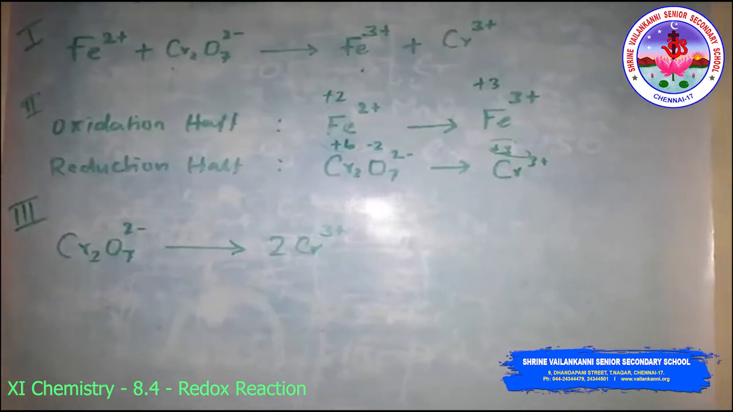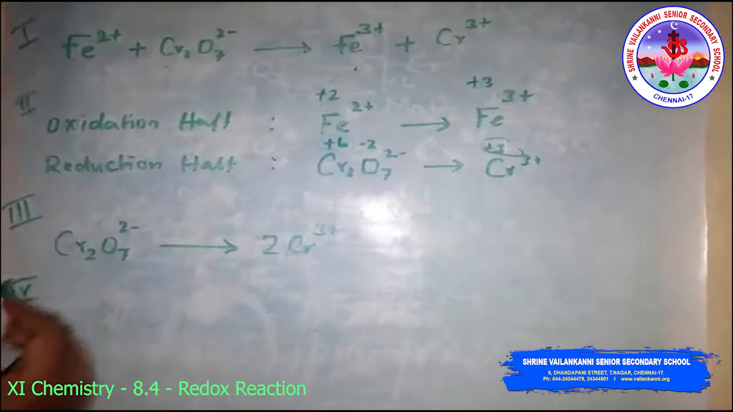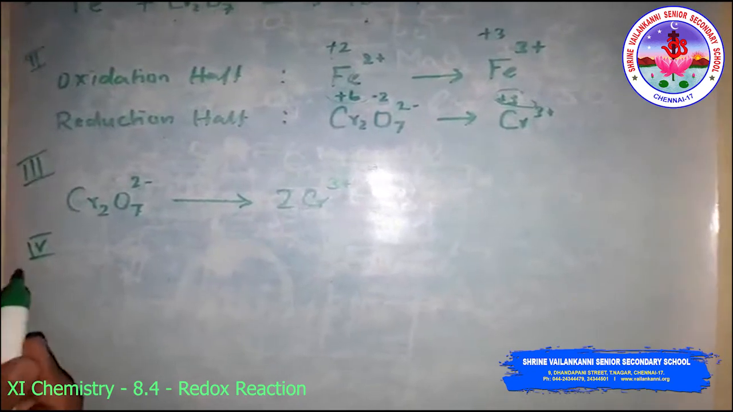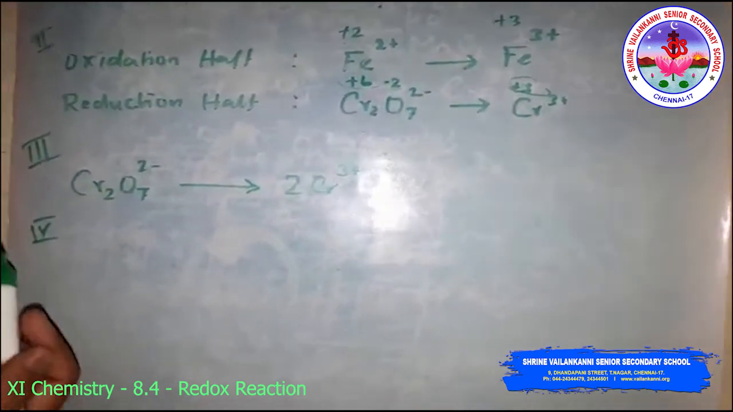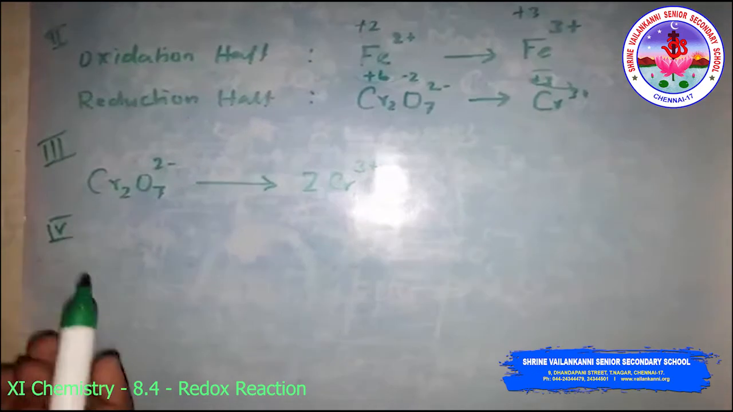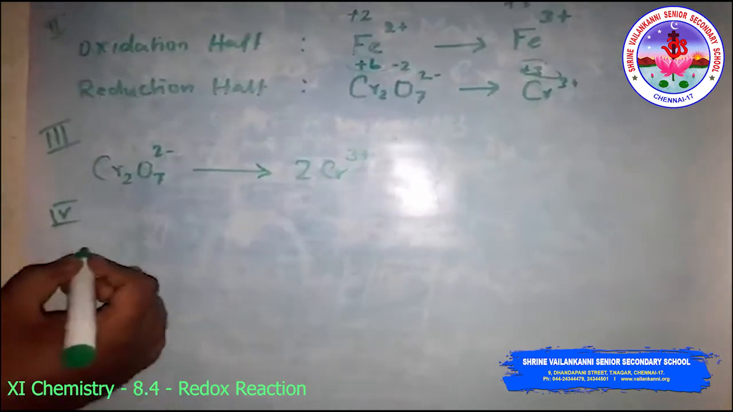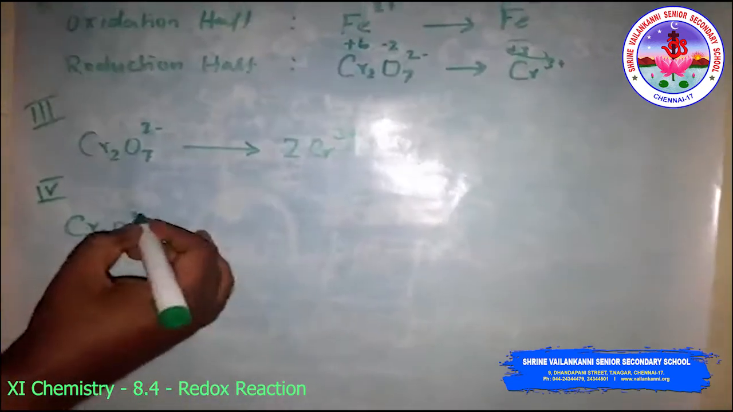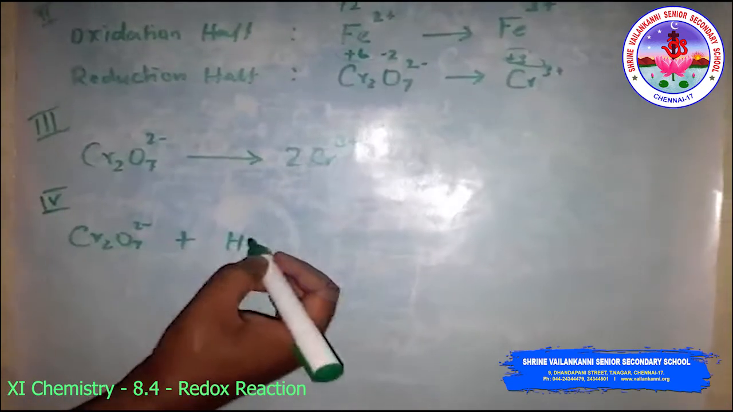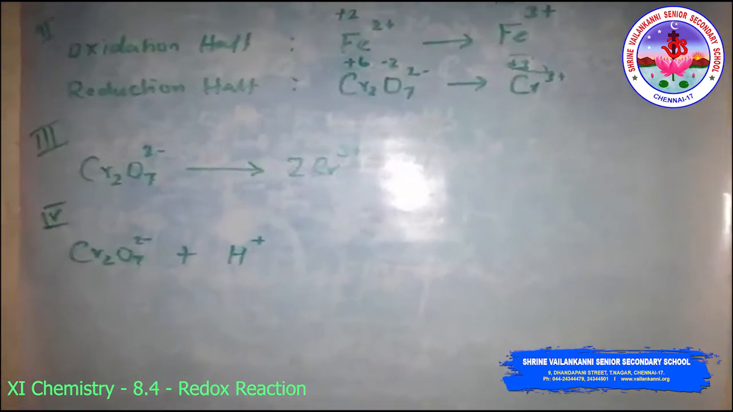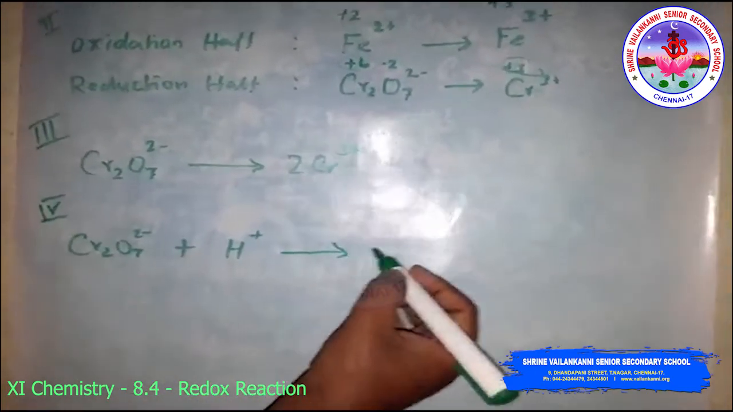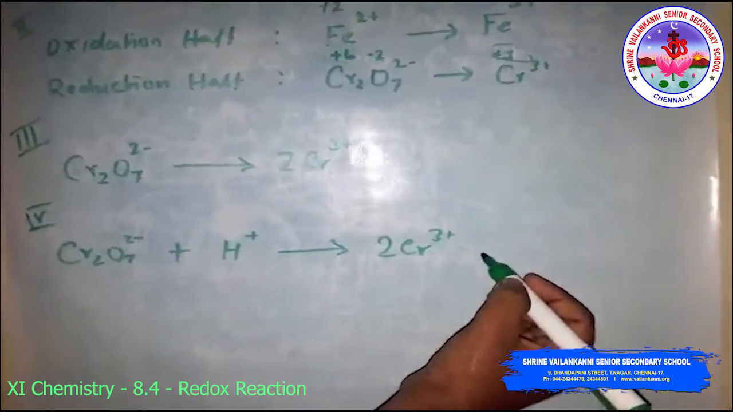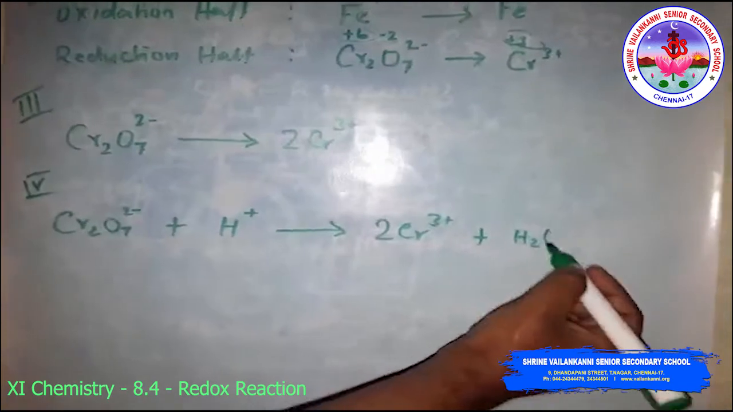Then the step 4. The step 4 is for the reaction occurring in the acidic medium. So we already know that in the acidic medium, add H2O to balance the oxygen atoms and H plus to balance the hydrogen atoms. So we'll get Cr2O7 2 minus plus H plus, in the acidic medium, add H plus on the left hand side, gives 2Cr3 plus, then H2O. Now you have to balance.